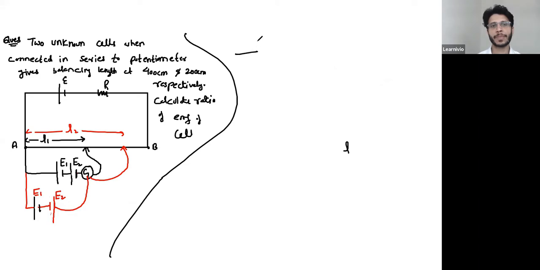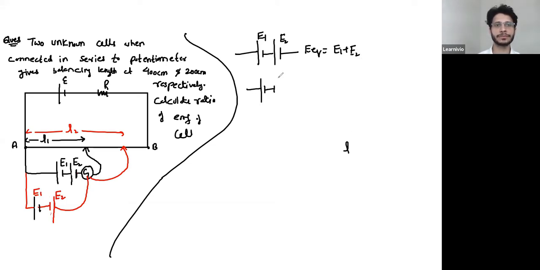Now remember, if cells are connected in series in this way, then the equivalent EMF is E1 plus E2. But if cells are connected in this way, then the equivalent EMF is E1 minus E2. This is the equivalent EMF if negative and positive are connected, and this is the equivalent EMF if negative and negative are connected.